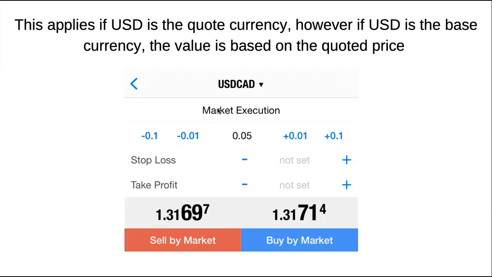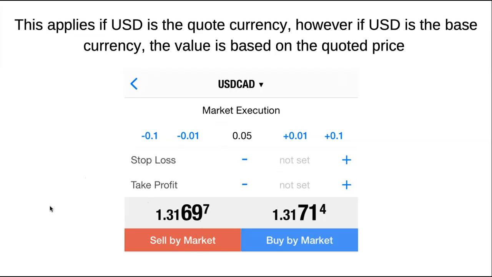So in this example, you'll see here, this is USD CAD. I'm trading the United States dollar, which is going to be the base currency in this example. And the quote currency is the CAD, the Canadian dollar. So that means that $1 US is going to cost 1.3169 if I sell it, or 1.3171 if I buy it.